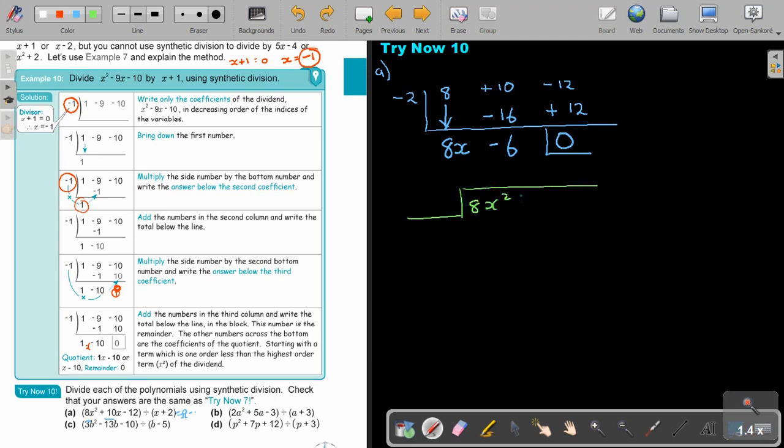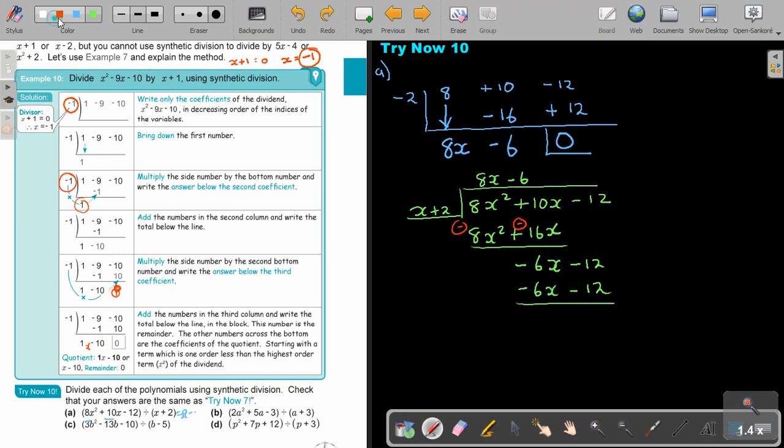So this was 8x squared plus 10x minus 12, and this was x plus 2. And if you did it with long division, I divide and I will get 8x, and I multiply and I get 8x squared plus 16x, and I subtract and I get minus, and this cancels, and this is going to be negative 6x, and I divide, and what do I get? I get negative 6, and then it's 12, so it's negative 6x minus 12, and if I change the signs, this is positive, nothing.